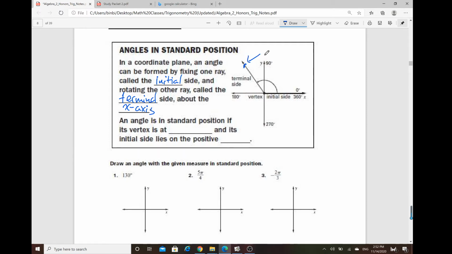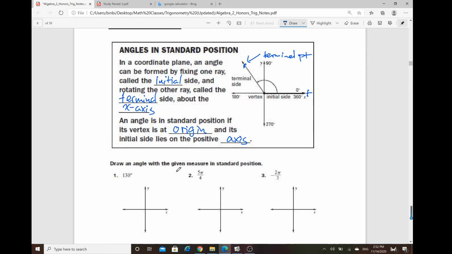If you see the point here, it's called the terminal point because it's on the terminal side. So the vertex is right here at the origin, which is (0, 0), and its initial side lies on the positive x-axis. So everything on the right-hand side here is all positive.